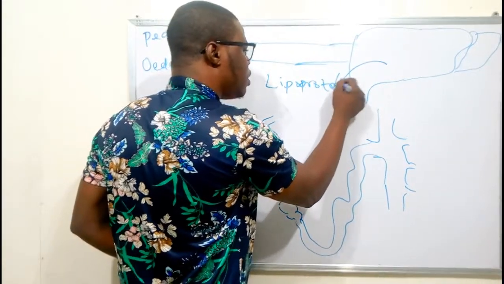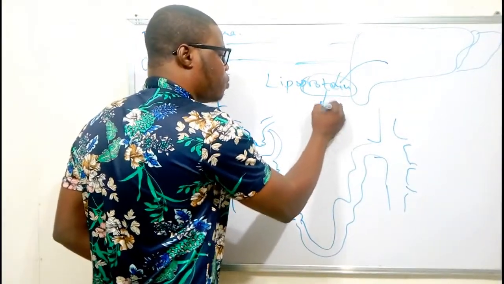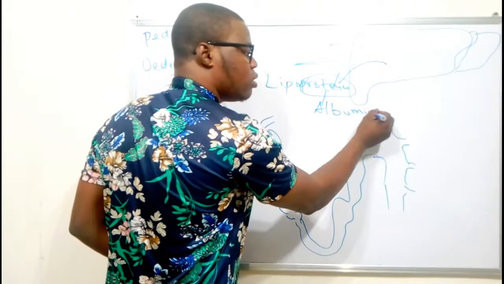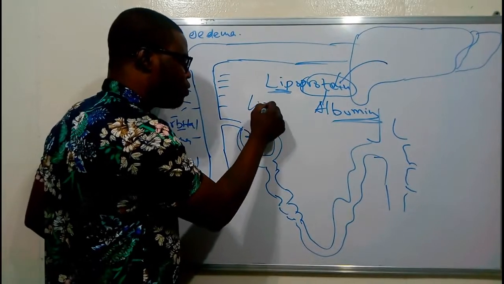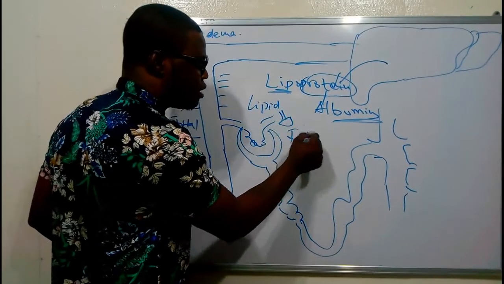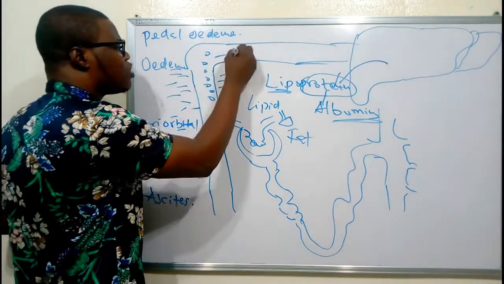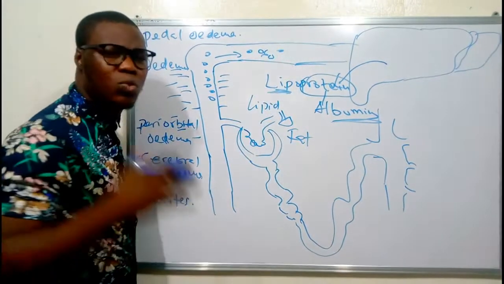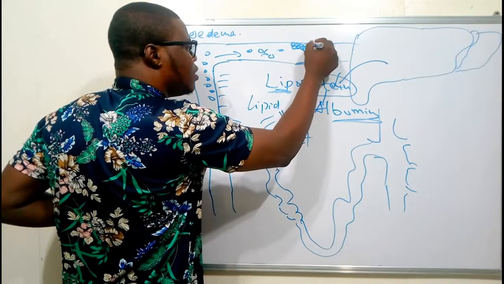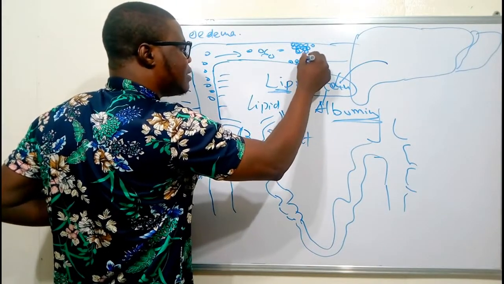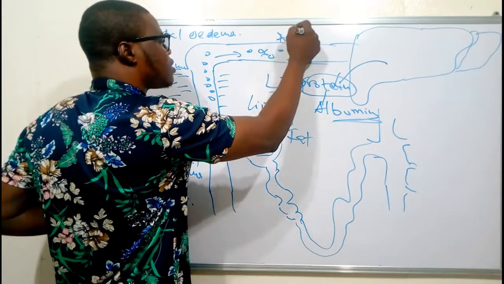Lipoprotein. So this protein is going to be used to form albumin. But what will happen to the lipid? Lipid means fat. So this lipid is going to be floating freely within the blood, and they can form some kind of clot or plaque within the blood vessels. And that is going to cause another condition called atherosclerosis.